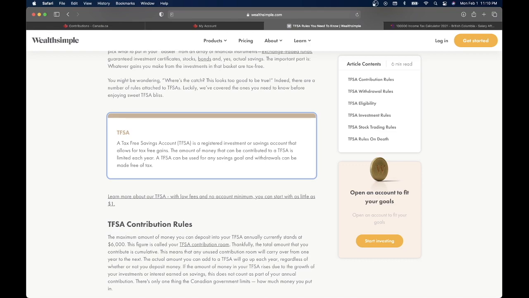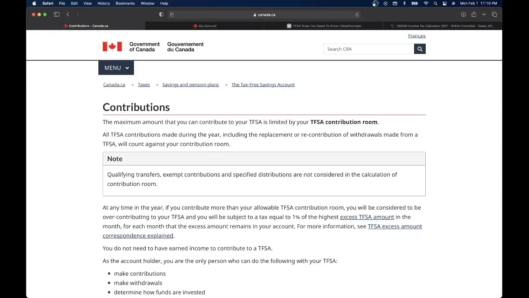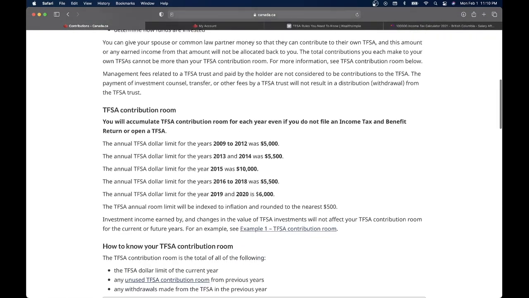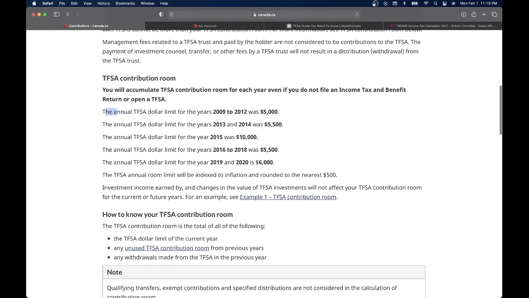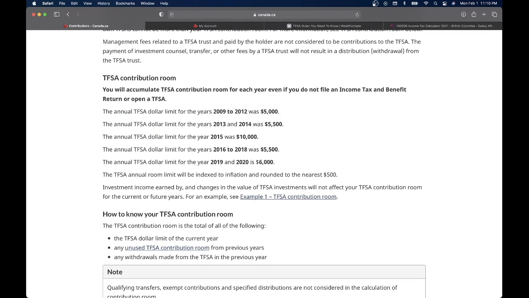$5,000 to $6,000 margin. You can actually go to the contributions page for the government of Canada and check out their contribution section for TFSA. And if we scroll all the way down, we can actually see a summary of these values and how they have changed since the TFSA model was introduced around 2009. So as we can see, these values have remained somewhat stable, except for the 2015 one, where it actually went all the way to $10,000. I'm not sure why this was the case, but I'm pretty sure everyone enjoyed that.